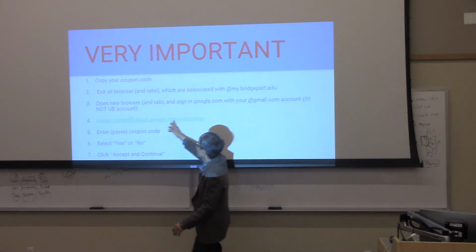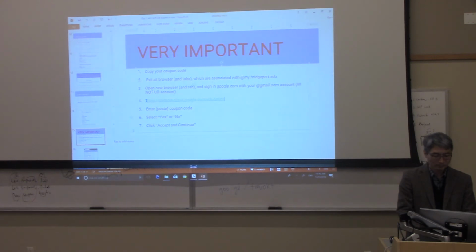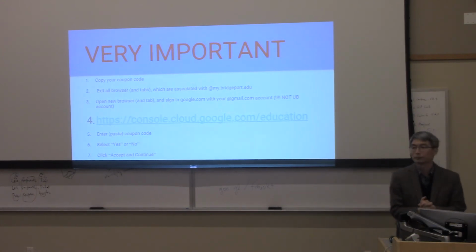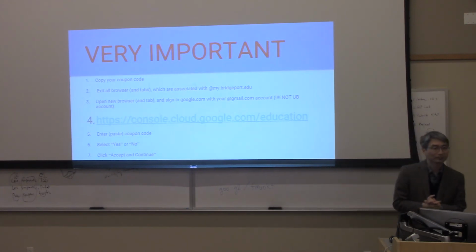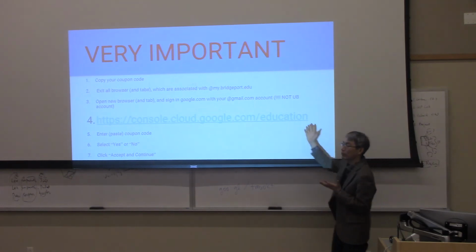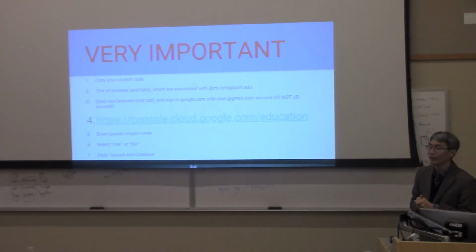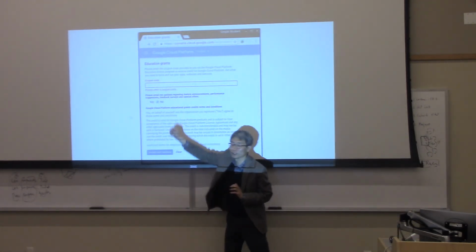Then after you log on, type this. Let me make it bigger. console.cloud.google.com/education. Wherever, as long as you log on with your Gmail account, it's fine. So do not use your Bridgeport.edu account to activate. Instead, use the Gmail account. Type console.cloud.google.com/education. Then you will see this one. Then paste your coupon code here.